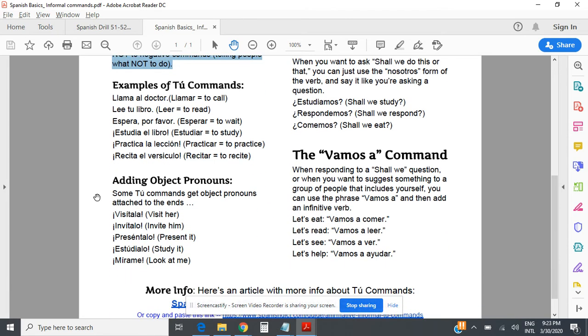Here are some examples of tú commands. Llama al doctor. Lee tu libro. Espera por favor. Estudia. Practica. Recita. There are examples here, and you can read through those. As with many things, you can add an object pronoun to the end. If you're using a pronoun like her, him, it, me, that sort of thing, with a command, it just gets smushed right onto the end of the tú command. So visítala, visit her. Invítalo, invite him. Preséntalo, present it. Estúdialo, study it. Mírame, look at me.